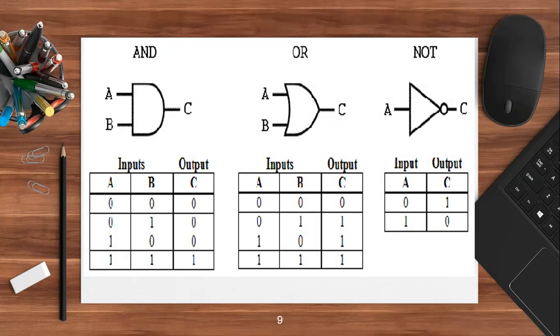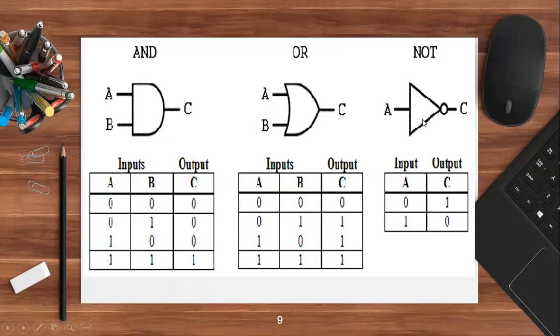OR gate. The OR gate is the implementation of the OR operation. Its symbol is like a shield, with two inputs and one output. In this OR gate, only when both switches are in off position is the output off. In all other cases the output is on: 1, 1, 1. If either A is 0 and B is 1, or B is 0 and A is 1, or both are at one state, the output is 1 or the lamp is lit.